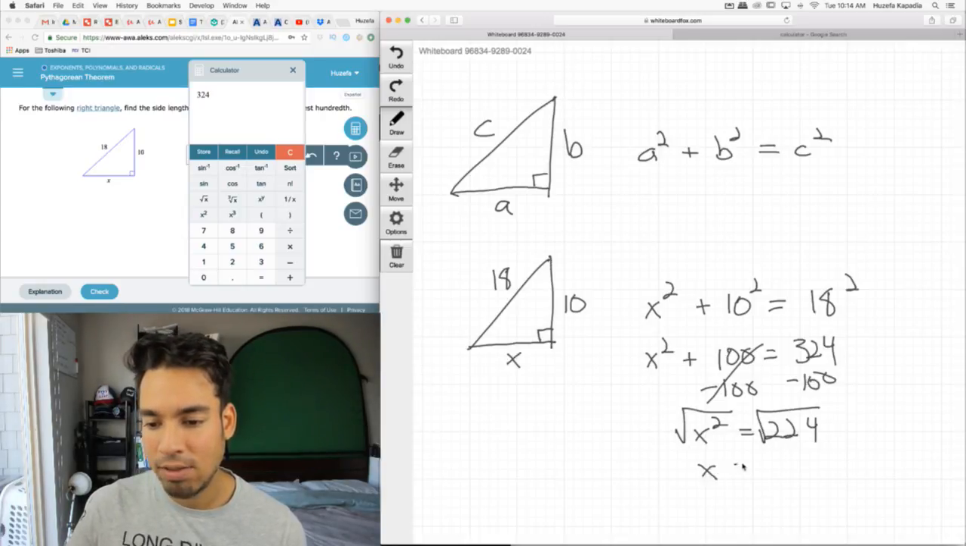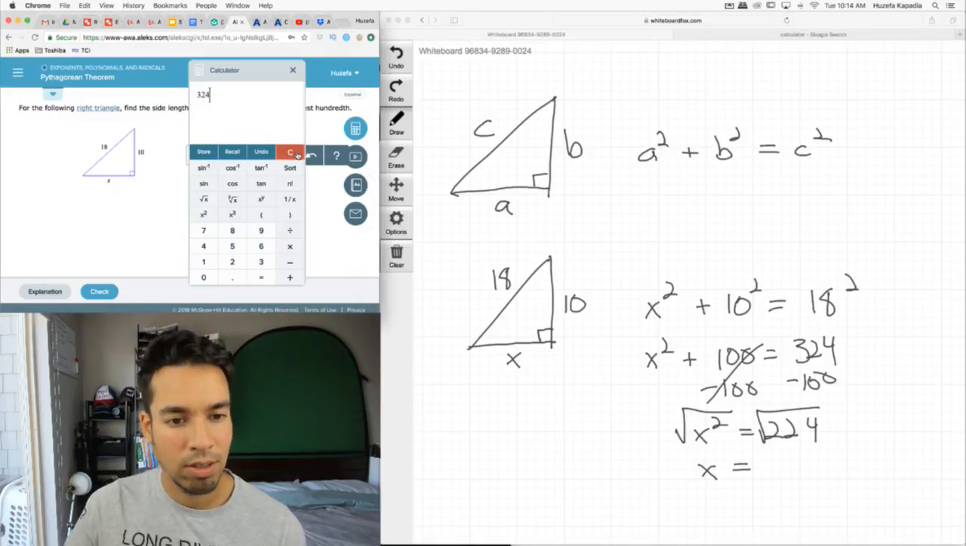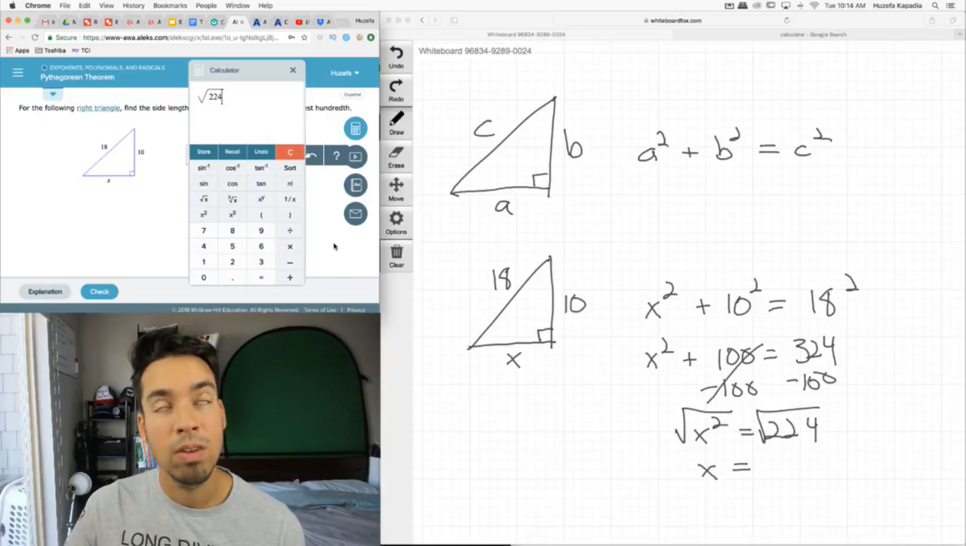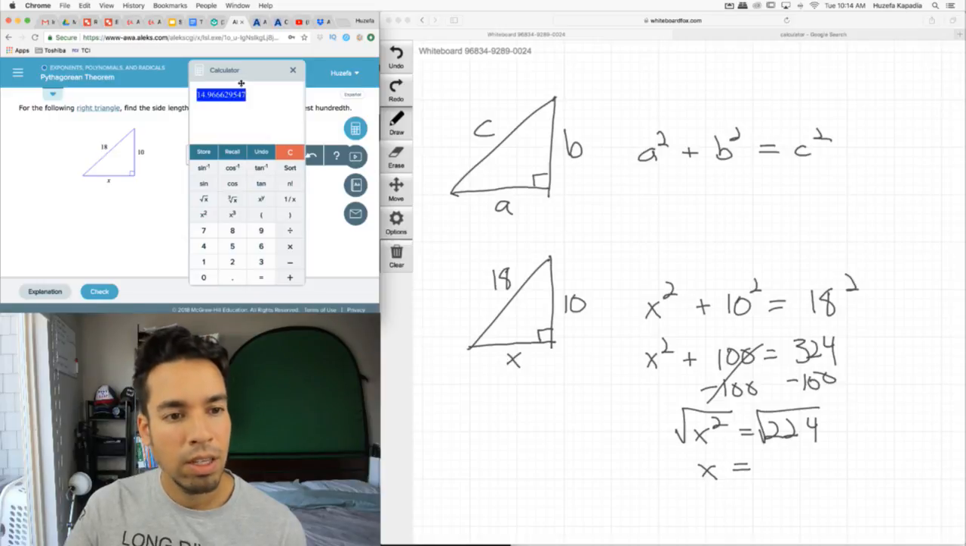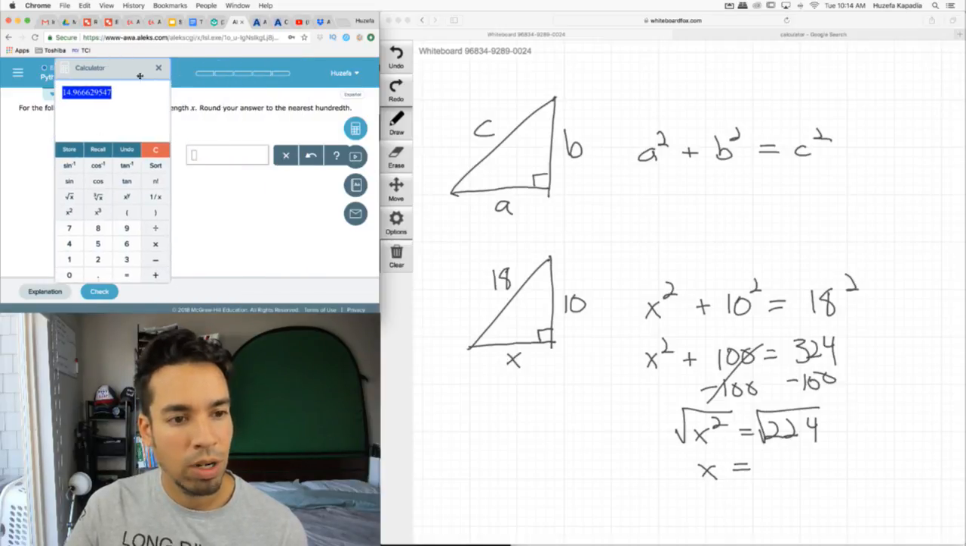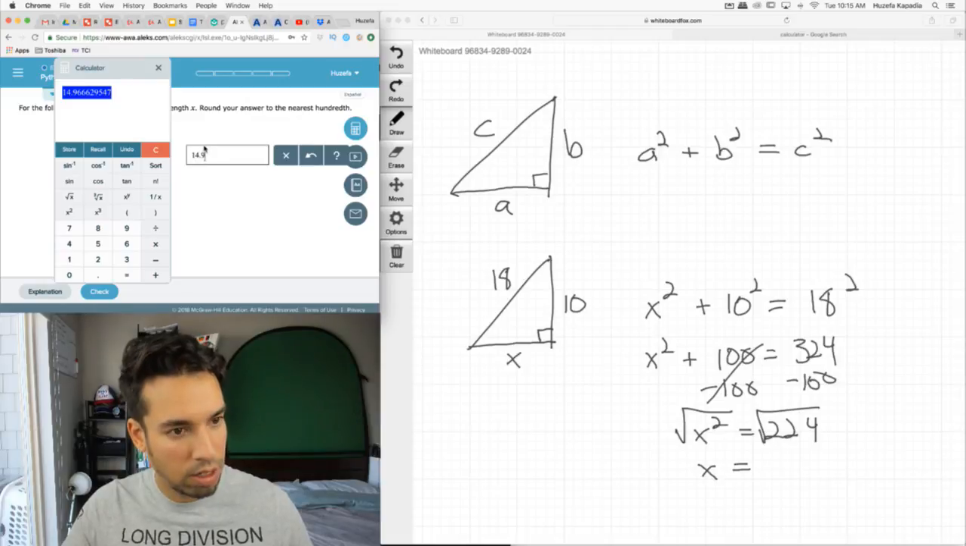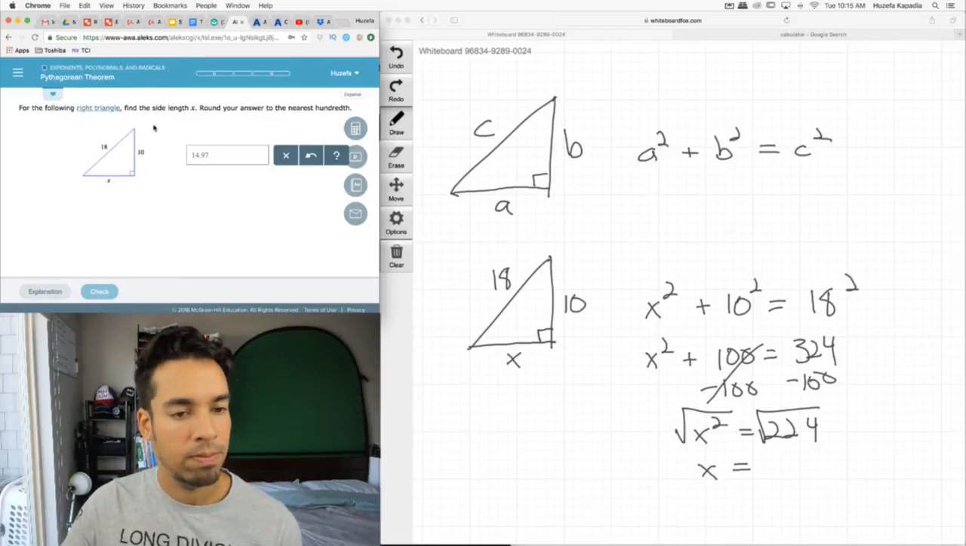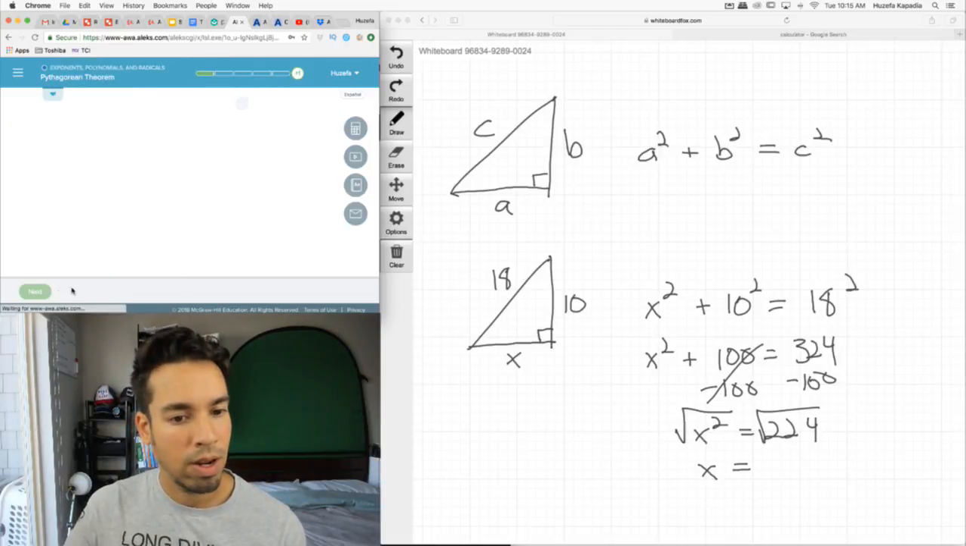So I'm going to actually take the square root of both sides. I'm going to get x on the left side. And on the right side, we're going to have to calculate, and I believe this is not a rational, it's an irrational number, meaning it'll kind of go on forever. And there it is, 14 point whatever. But it says round to the nearest hundredth, so that becomes 14.9, and then we round that hundredth up to 7. 14.97. All right, next.